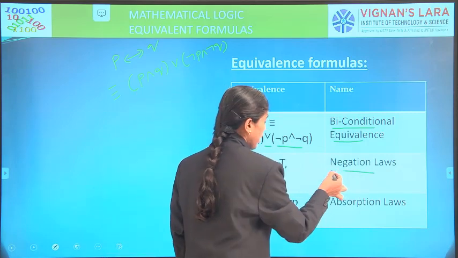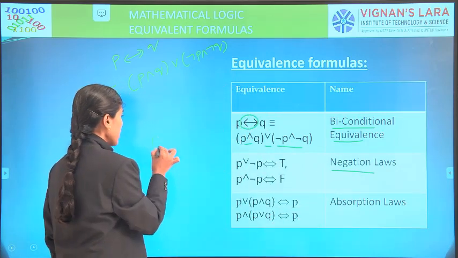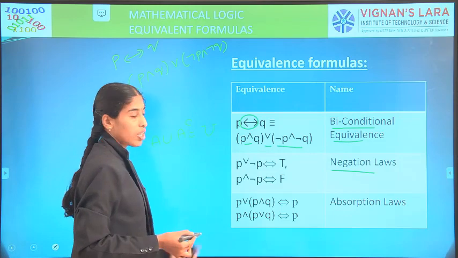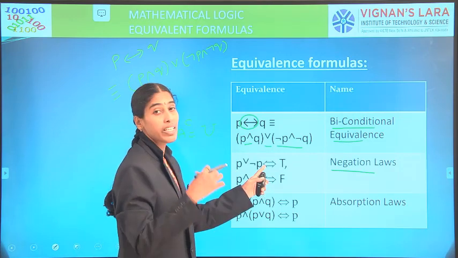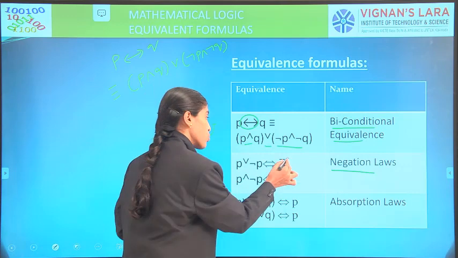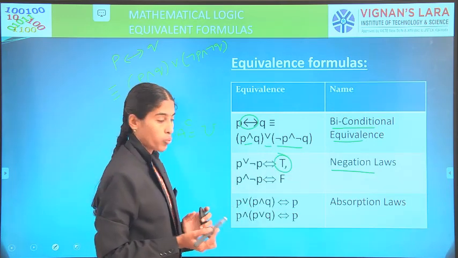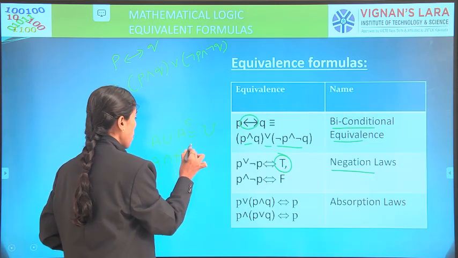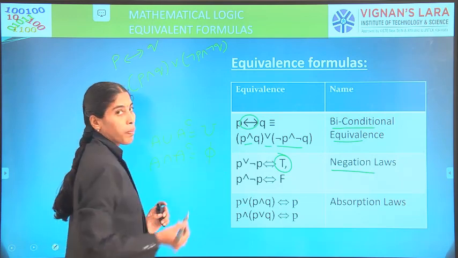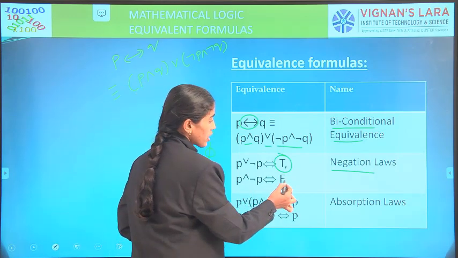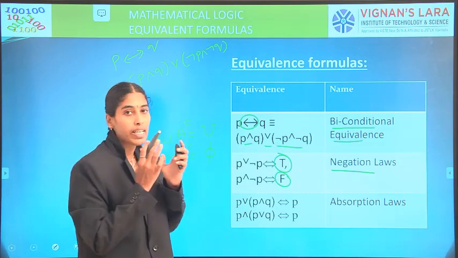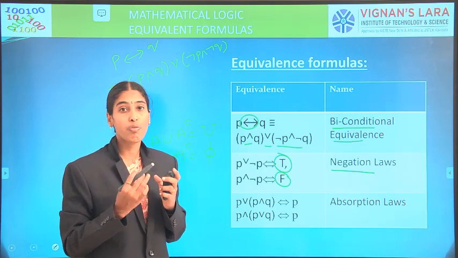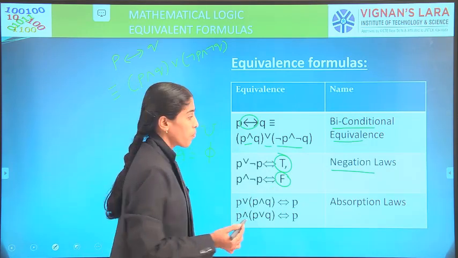So next one is the negation law. In set theory, A union A complement is equal to the universal set. Here also, P OR negation P, the highest term in this logic, is true. So it is equivalent to true. P AND negation P, like A intersection A complement, is equal to the empty set. The null set is the least set in set theory. In this logic, the least is false, F. So this is the negation law.